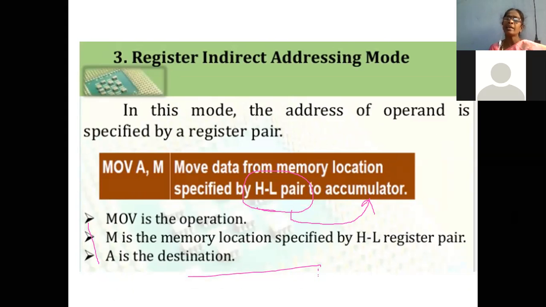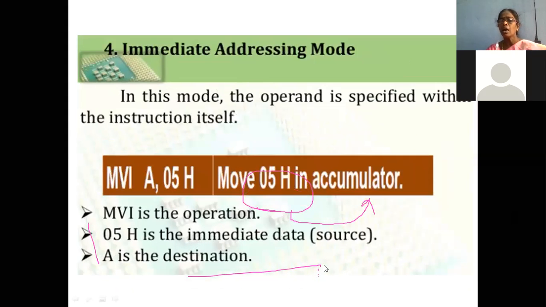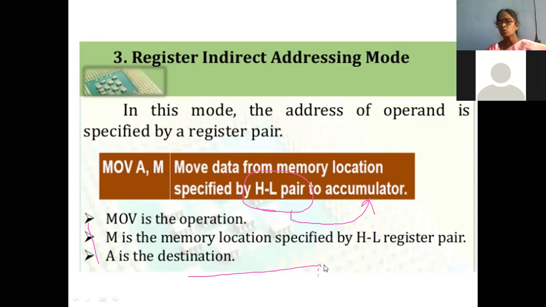And register indirect addressing mode. So till now we haven't heard about this M. We have only been talking about the registers we have seen: accumulator, PC, HL, DE. So this is a register M, which indirectly indicates the HL register pair. Okay, so that HL register pair is specifying some address. Whatever data is available in that particular address is to be transferred to the accumulator. So this address is specified indirectly. So this is called register indirect addressing mode.